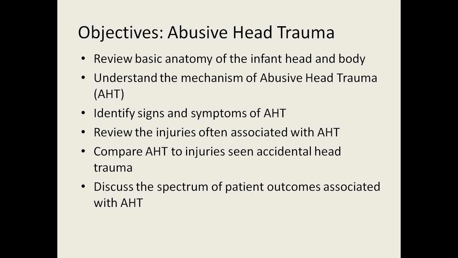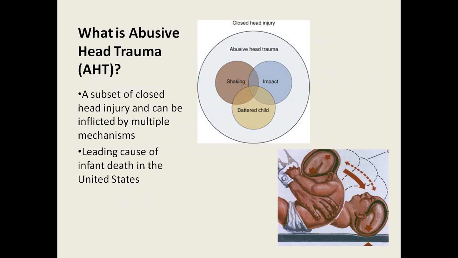First of all, what's abusive head trauma? I wanted to look at the Venn diagram here at the top. It's really a catch-all term, an umbrella term that is a subset of closed head injury, and abusive head trauma encompasses several different mechanisms of injury. The classic mechanism that we think of is infant shaking, and you've probably all heard the term shaken baby syndrome. Infant shaking is really probably the most characteristic and main mechanism by which infants sustain abusive head trauma.